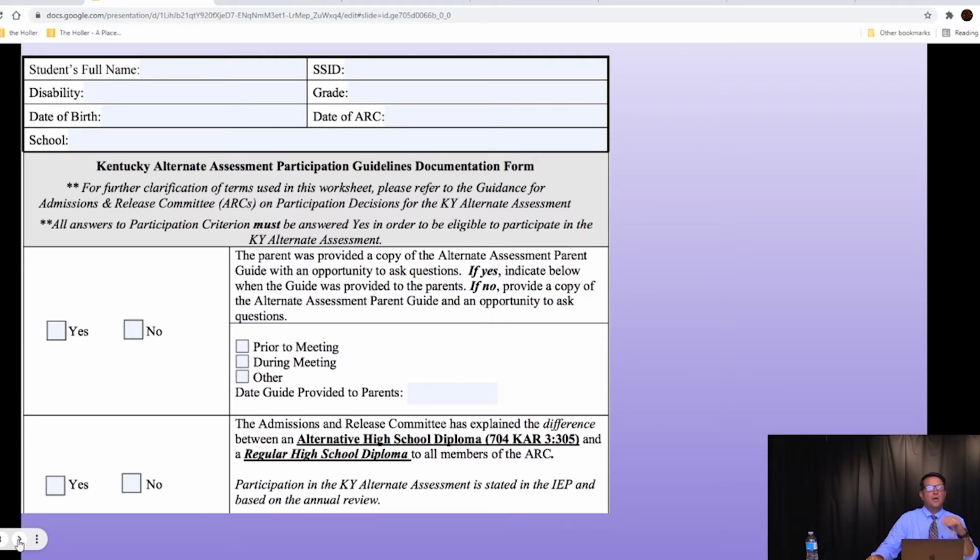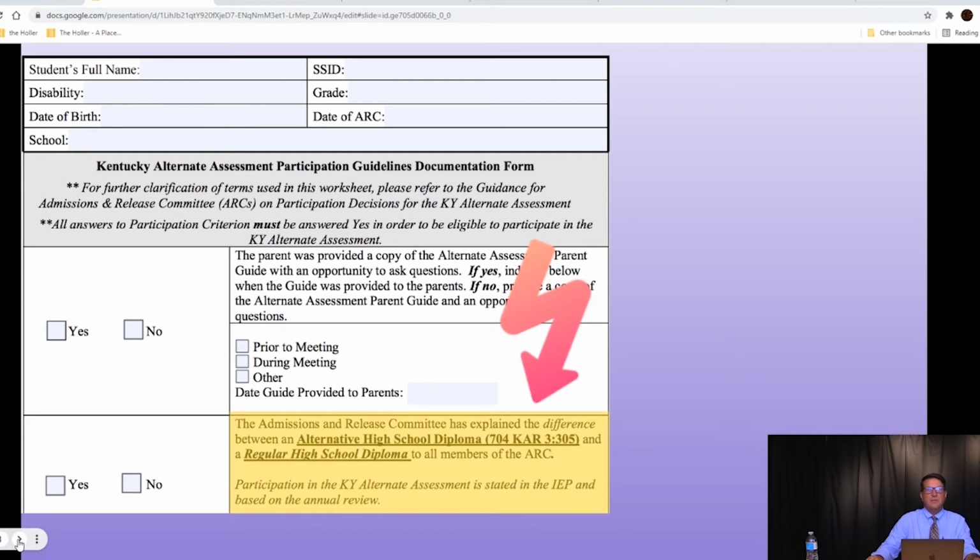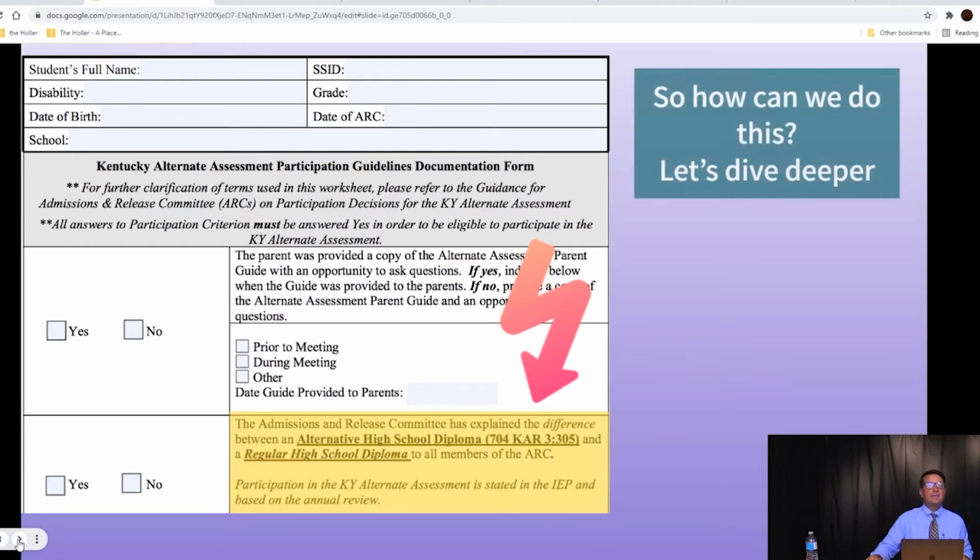Okay, right here, as we move through to the next section, the Admissions and Release Committee has explained the difference between an alternative high school diploma and a regular high school diploma to all ARC members, and participation in the Kentucky alternate assessment is stated in the IEP and based on the annual review. So we have to capture that. So how can we do this? Let's dive deeper.